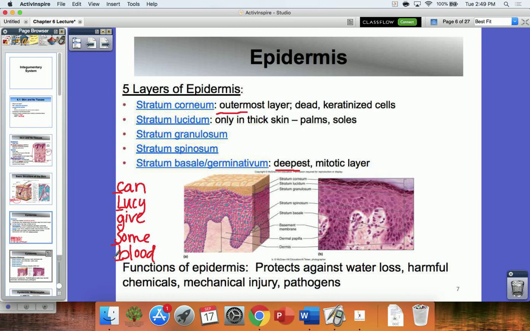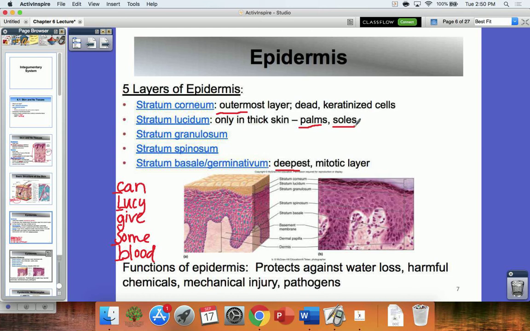And then we have the stratum lucidum, which is the layer that's only going to be found in the palms of our hands and the soles of our feet. So we don't find it on the arm or the leg. We don't find stratum lucidum there. It's going to be that very thick layer that we see in very thickened parts of the skin, like, again, the soles of our feet.